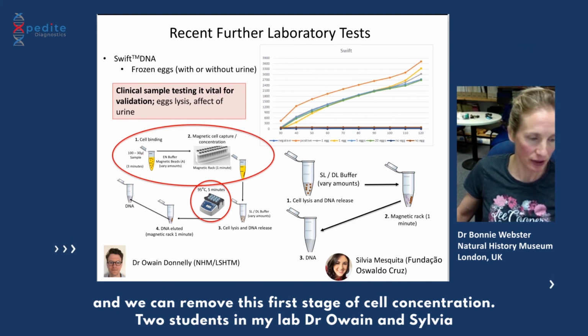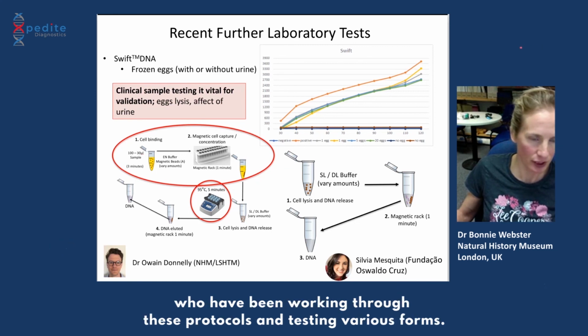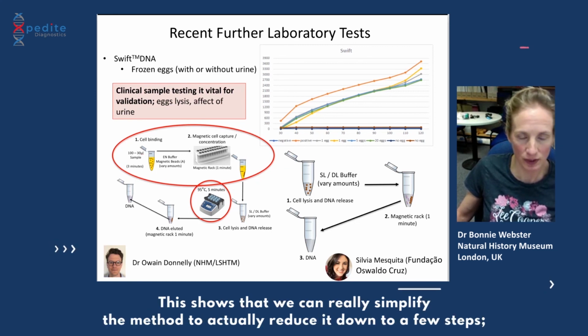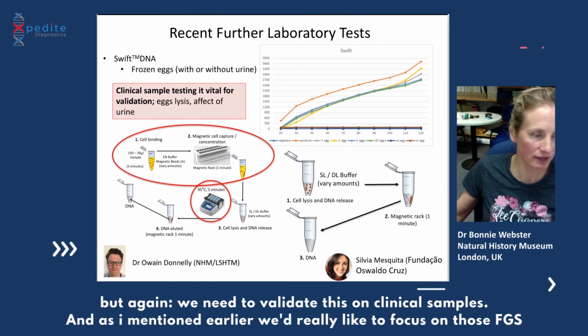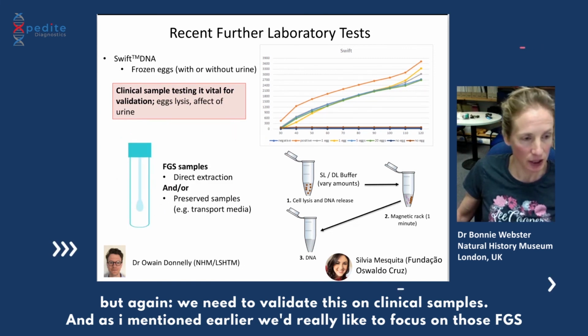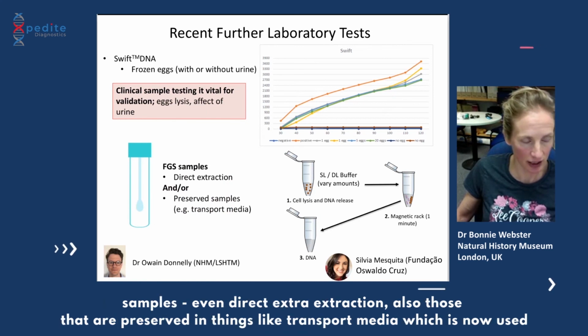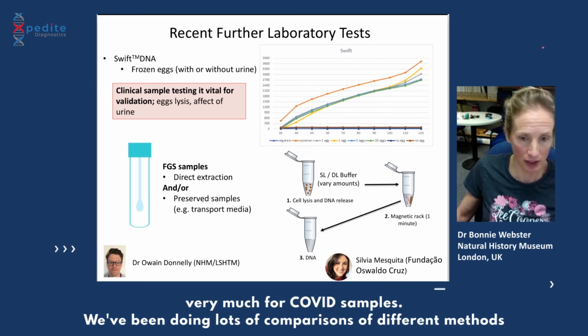And just to point out, two very good students in my lab, Dr. Owen and Sylvia, who've been working through these protocols and testing various forms. So this shows that we can really simplify the method to reduce it down to a few steps. But again, we need to validate this on clinical samples. And as I mentioned earlier, we'd really like to focus on those FGS samples, even direct extraction, also those that are preserved in things like the transport media, which is now used very much for COVID samples.